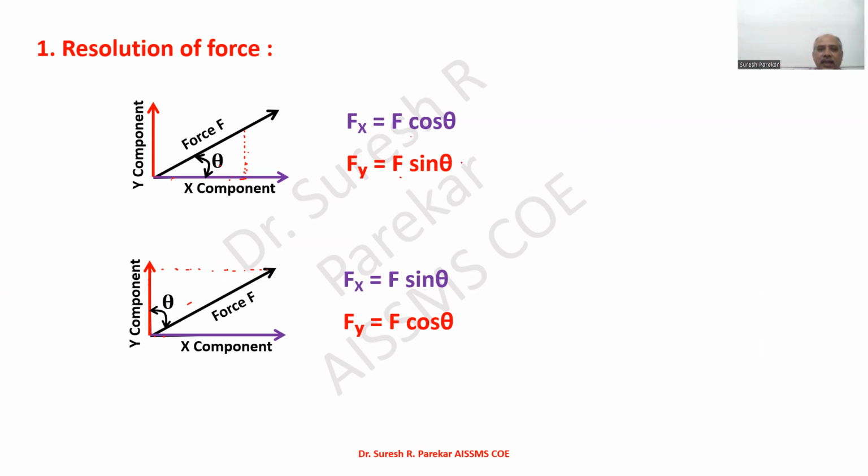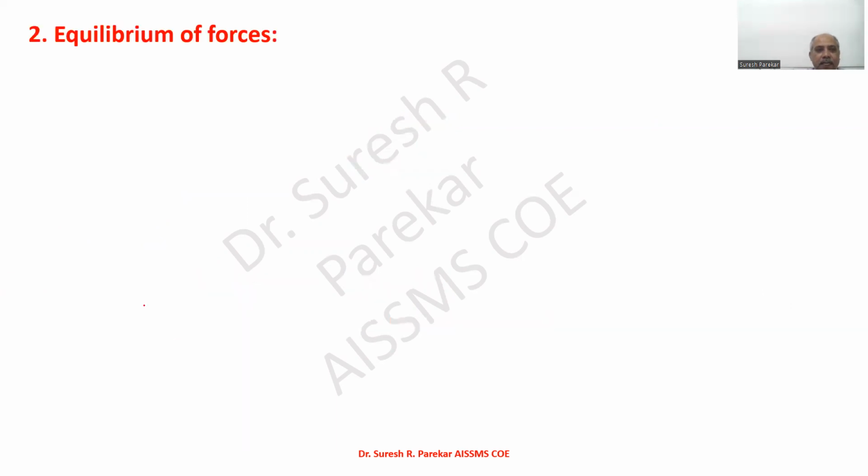Now, do not say always x component is cos and y is sine. You have to check whether the angle is with the x-axis or with the y-axis. If the angle is with the x-axis, the x component is cos. If the angle is with the y-axis, then the y component is cos. Then we have second, equilibrium of forces.